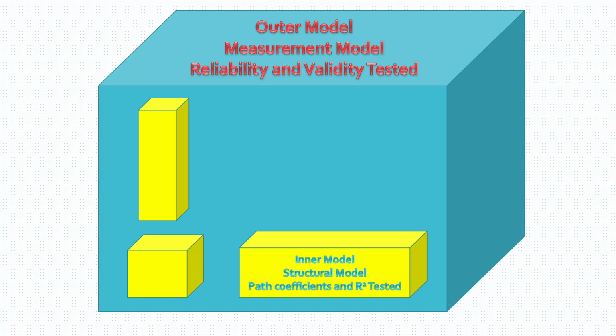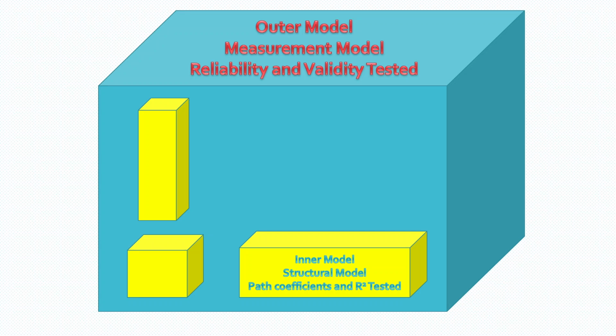Say, for example, consider this to be your home. The outer model is the outer wall, the four walls of your home. So we do the reliability and validity testing of the outer model, which is also known as a measurement model. Once the reliability and validity is established, then you can move into the inner model, which is also known as a structural model.